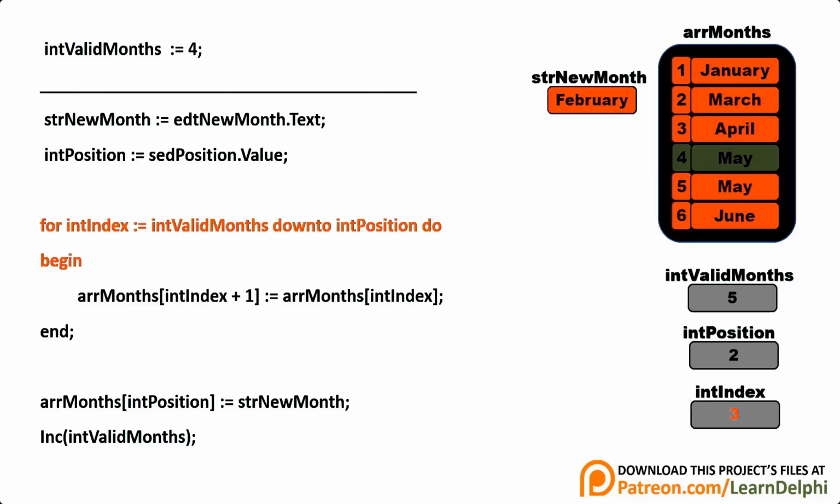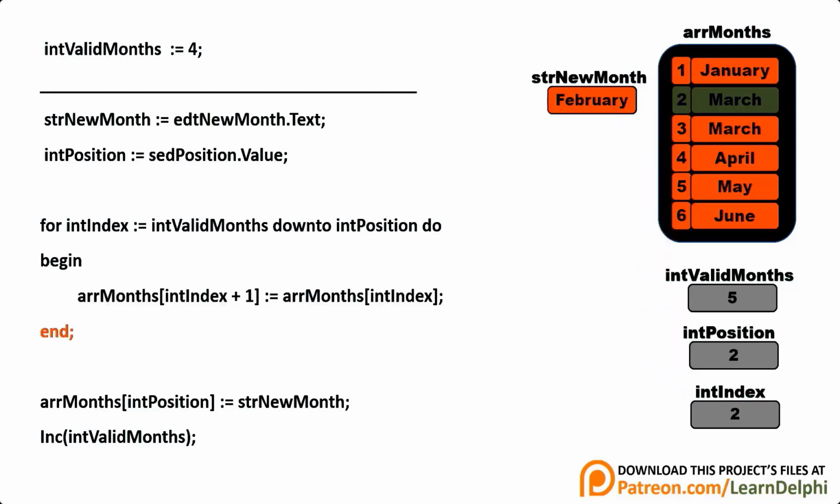Then we enter the loop again, and the loop count goes down from 4 to 3. Then we move April one index down by assigning April in index 3 to index 4. The compiler enters the loop again, and the loop goes down from 3 to 2. Inside the loop, we shift March one index down by assigning March in index 2 of the array to index 3.